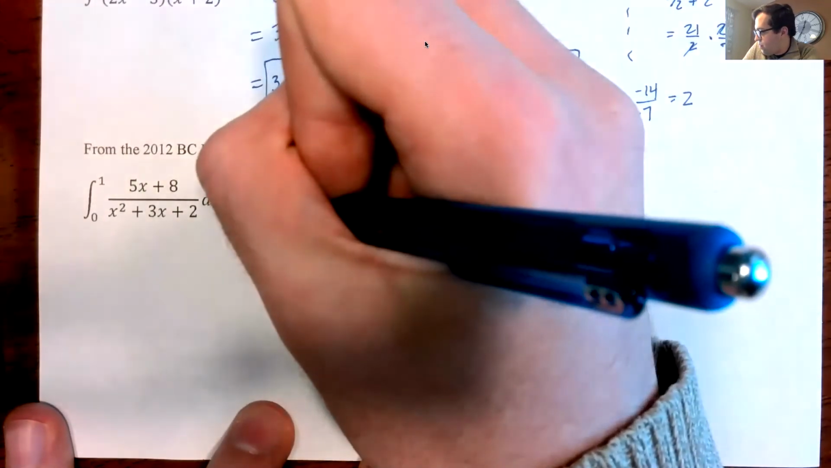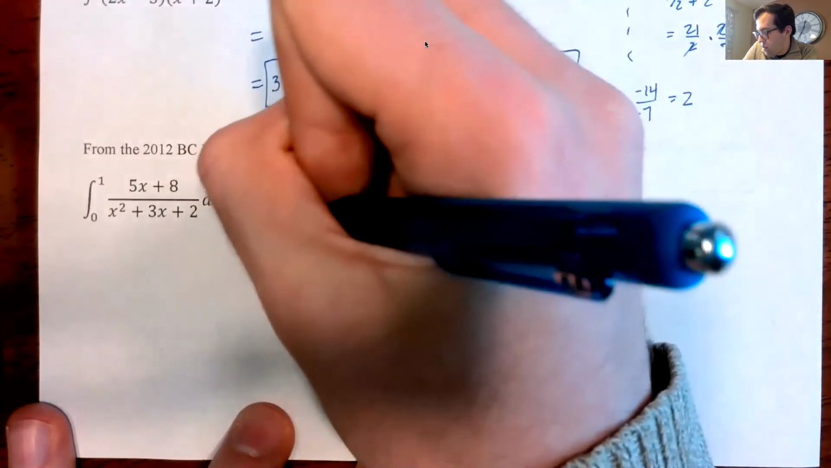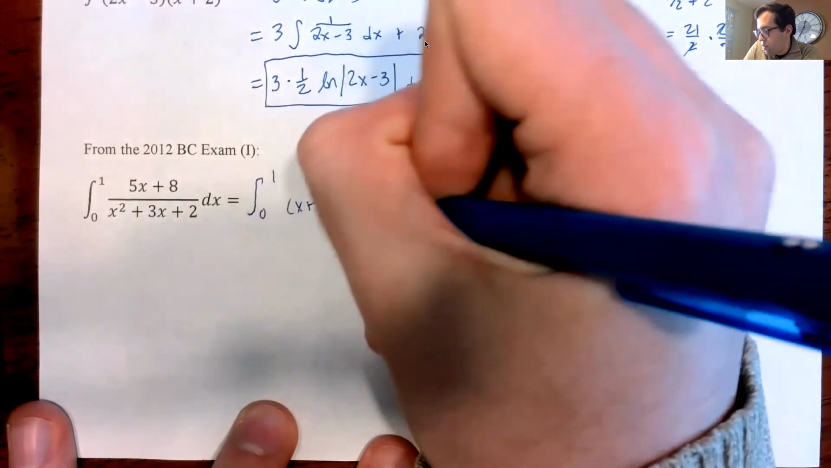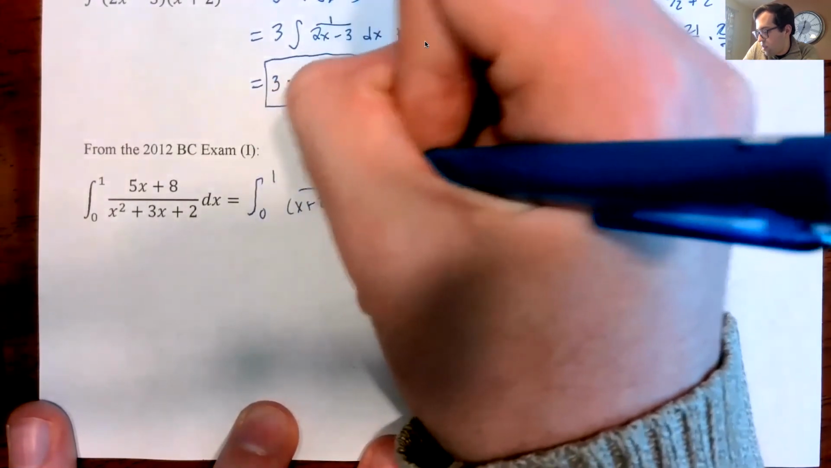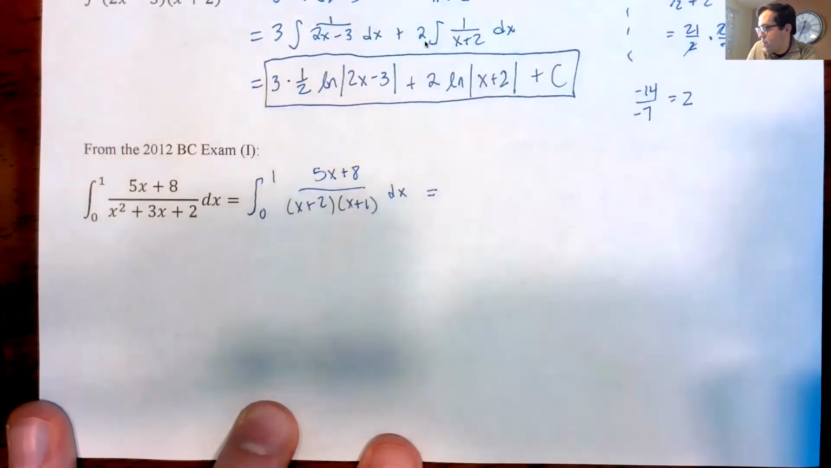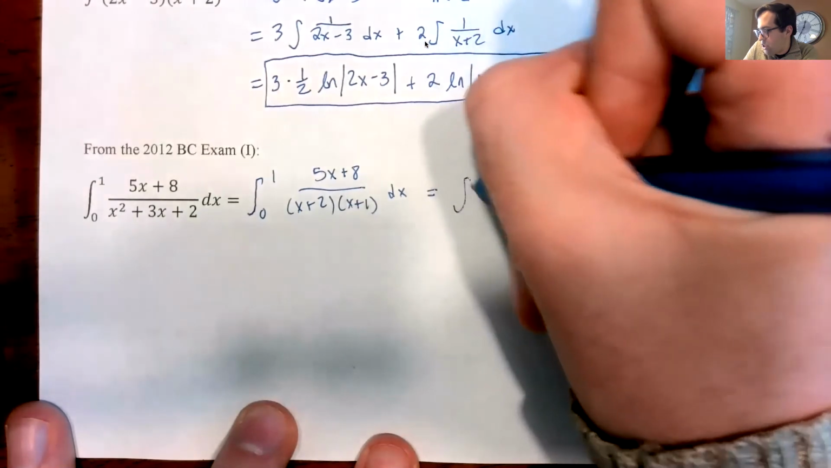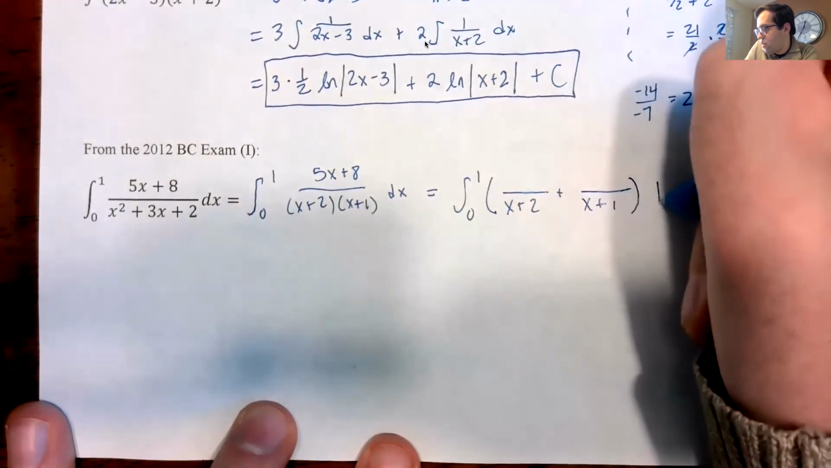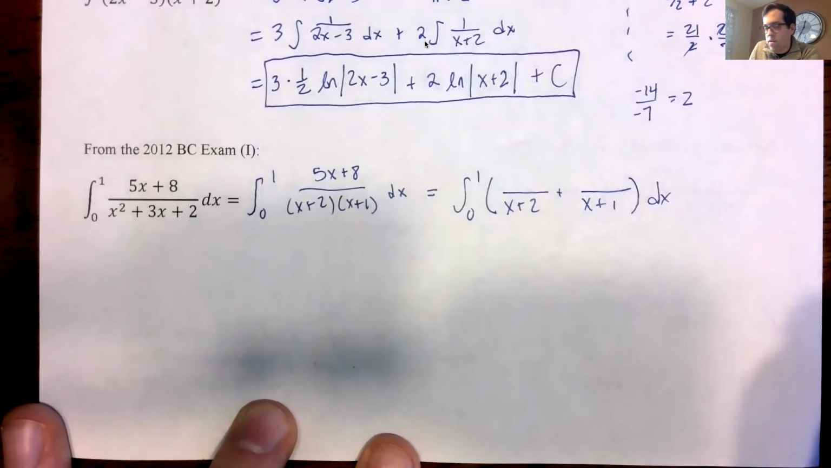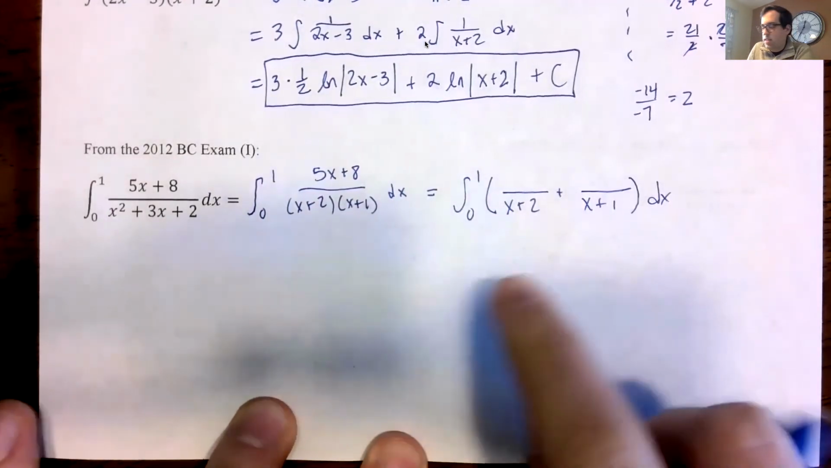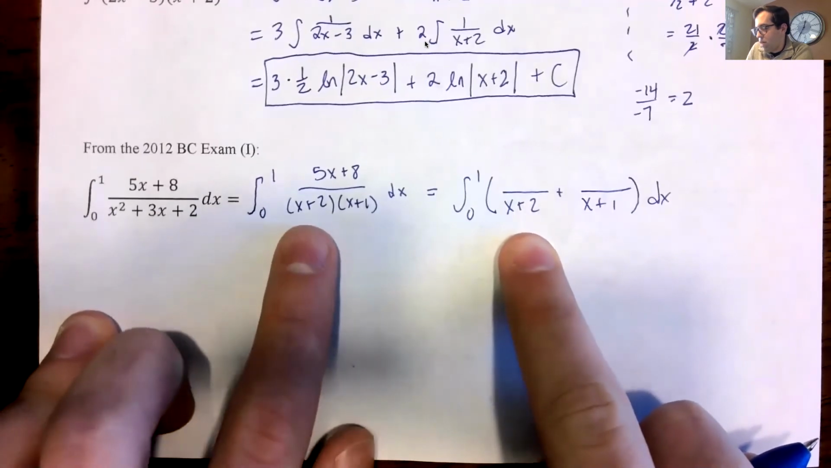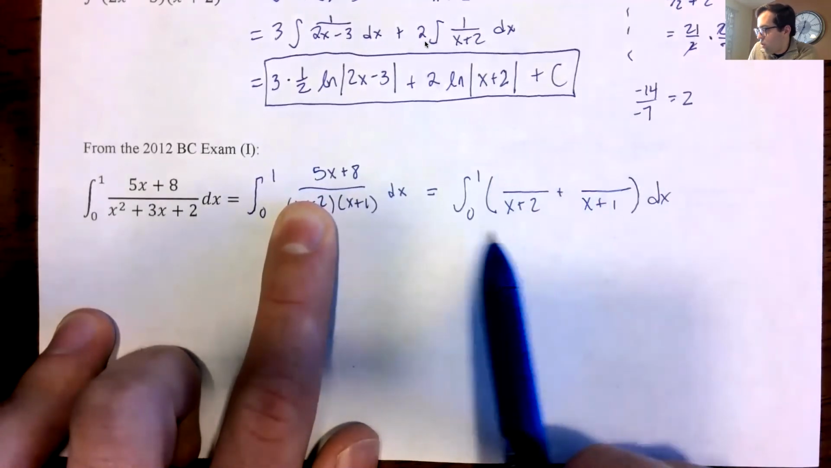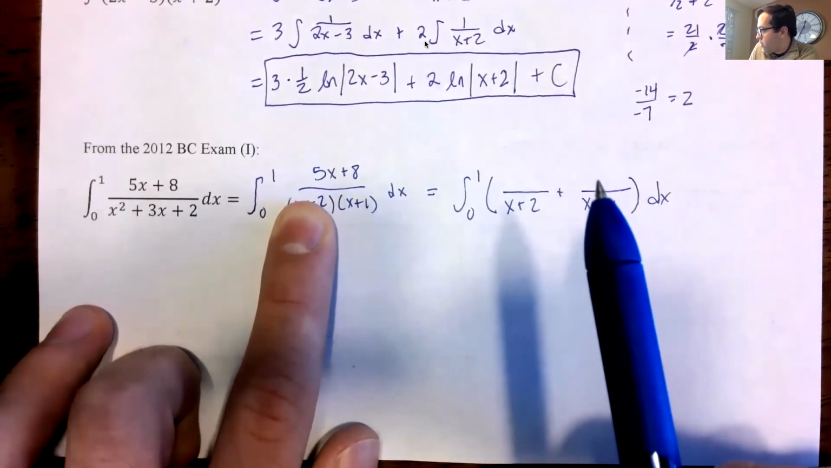So x squared plus 3x plus 2 factors to x plus 2 times x plus 1. And so let's find the partial fractions. Okay, so we'll go back to this step. So the first convenient x value is going to be -2. I cover up the x plus 2. 5 times -2 is -10 plus 8 is going to be -2 over -2 plus 1 is -1. So -2 over -1 is 2.